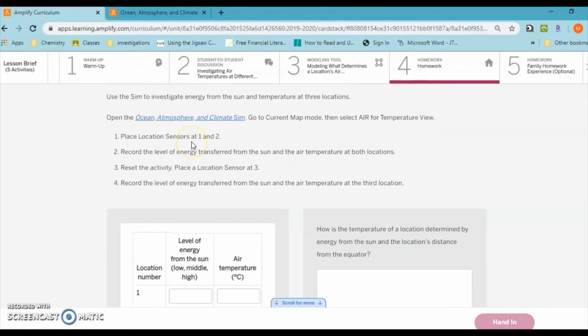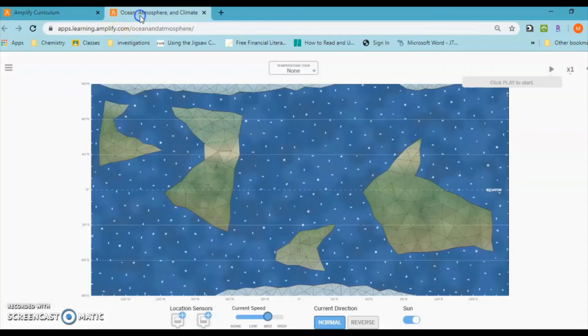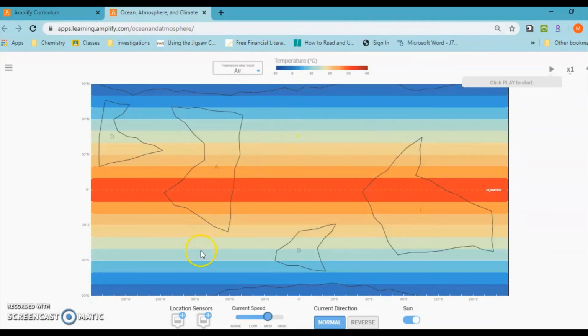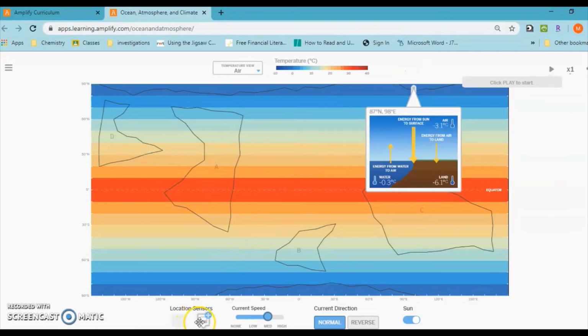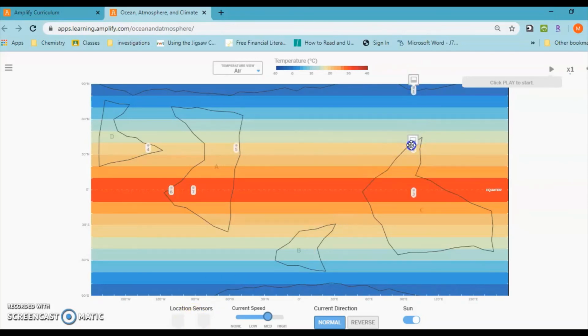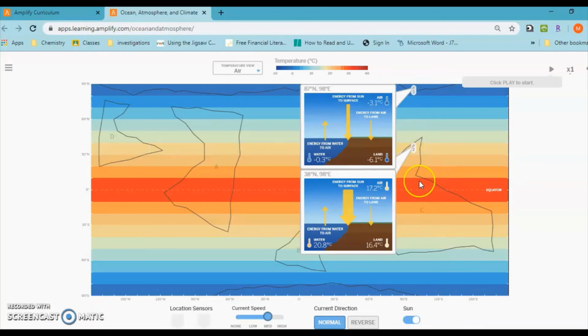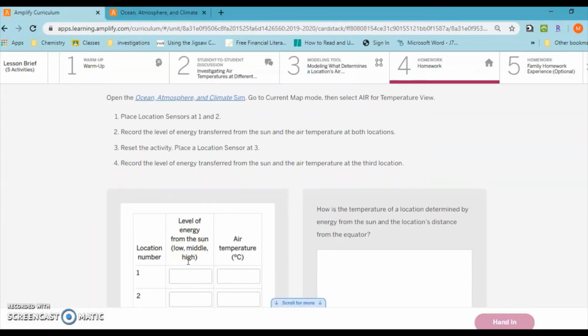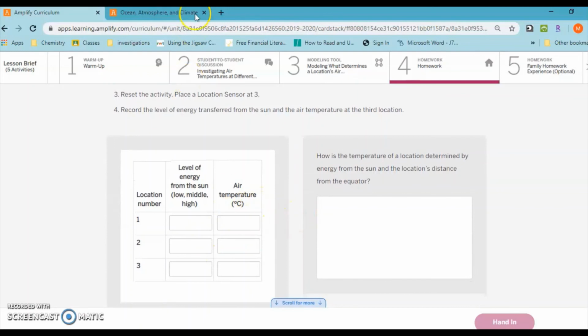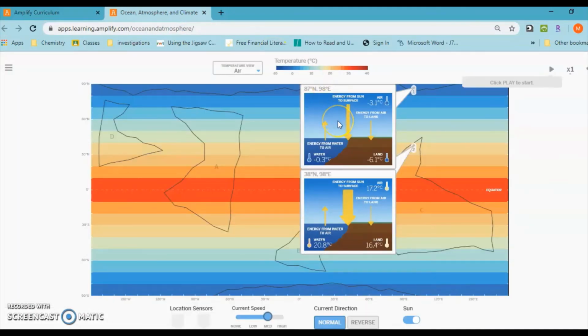So just looking at, remember that we want to go to current map mode and then select air for temperature view. So temperature view, we want to do air. Okay. And we wanted point 1 and point 2. Remember, later on you're going to put the third dot here where it said number 3. And we wanted to check the level of energy from the sun, whether it's low, middle, or high, and the air temperature. So let's look here.